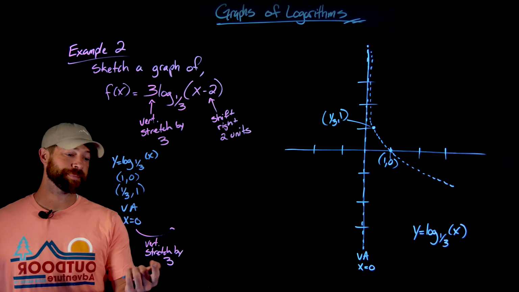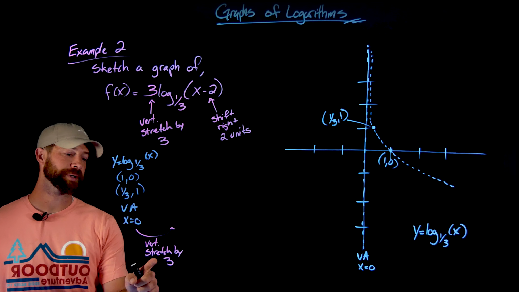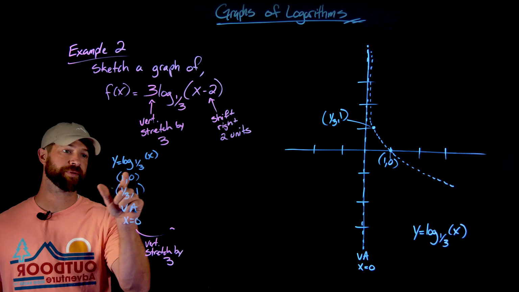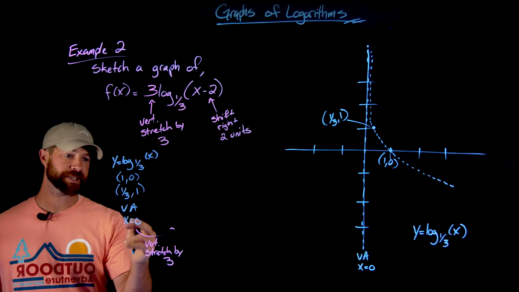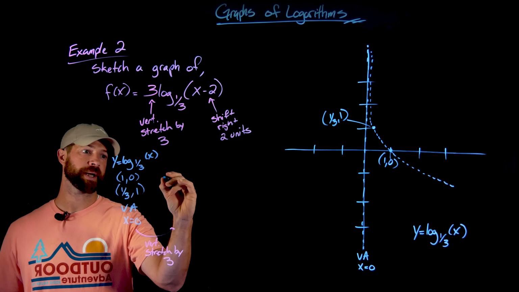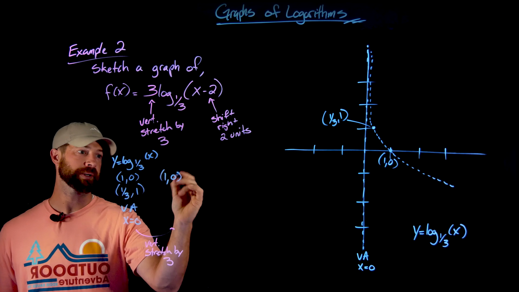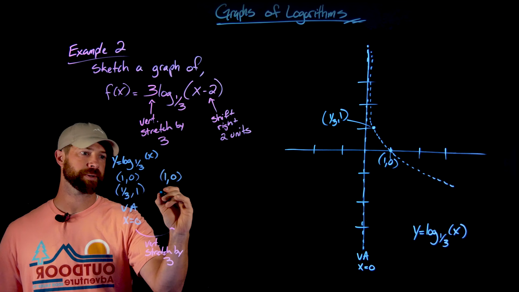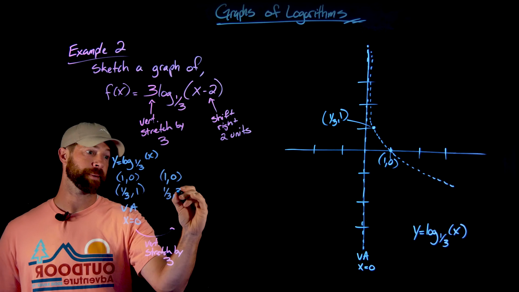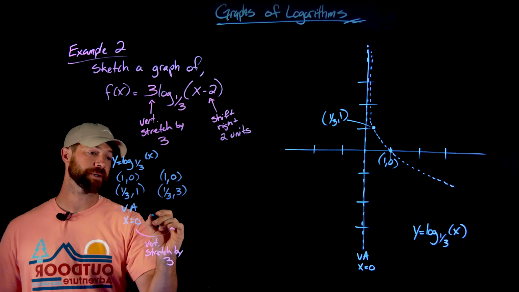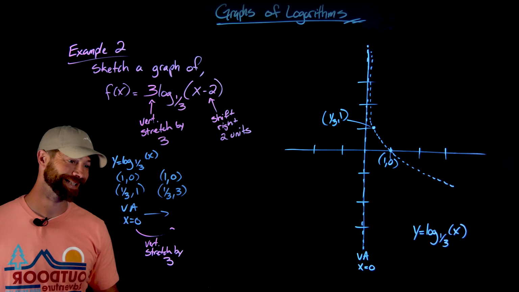First thing we're going to do is apply our stretches. So our vertical stretch in this case is a multiplication of 3 to the y values. It's actually only going to affect this point right here. So (1, 0), because 0 times 3 is still 0. This becomes (1/3, 3), and then our vertical asymptote stays exactly the same.